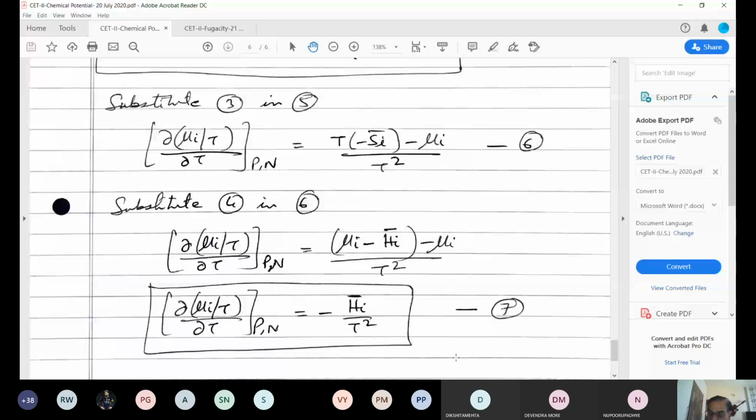Any other questions? Any doubts on equation 7? If we take mu I by delta T, we will get some complex terms on the right hand side. That's why we are taking this. And mu I is a function of pressure, temperature, compositions. So we have introduced T here, to simplify the right hand side.